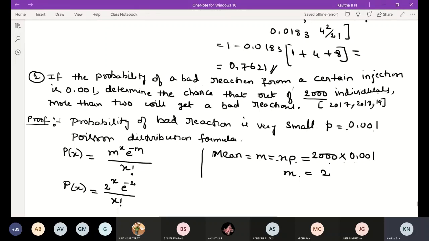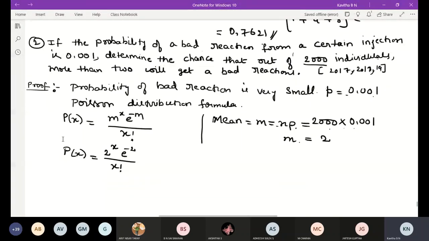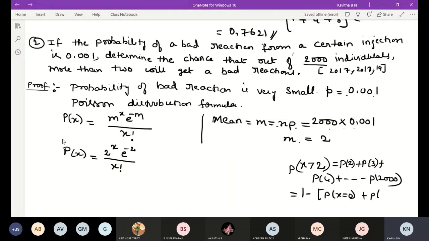Otherwise, e to the power of minus 2. Then next step, what is the question here? We have to find more than 2 will get a bad reaction. More than 2 will get bad reaction means x is greater than 2, P of x greater than 2. Means P of 2 plus P of 3 plus P of 4 plus up to P of 2000 we have to find. This is very difficult. That's why we write 1 minus P of x is equal to 0 plus P of x is equal to 1.